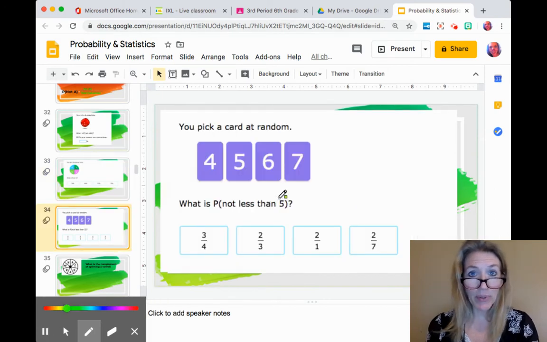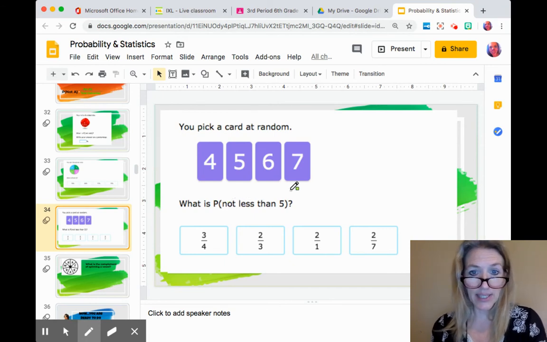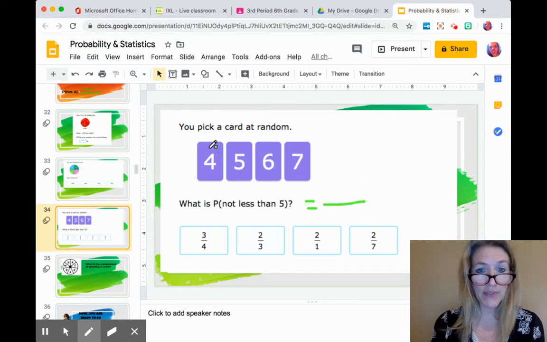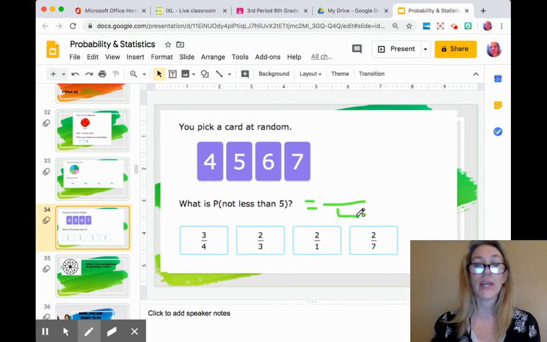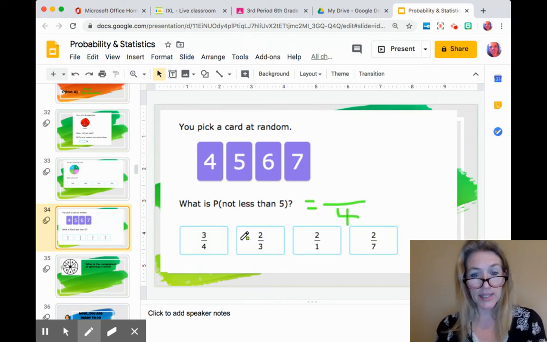Okay, example number 3 actually has some cards from which to choose. And the question states, what is the probability of this not less than 5? So much like our other questions, I always start out with the denominator because that seems to me like the easiest place to start. So I'm just going to count that we have 1, 2, 3, 4 options. So I know that 4 is going in my denominator. And to be honest, right away, I'm kind of looking over at this option because it's the only one with a 4 as its denominator.